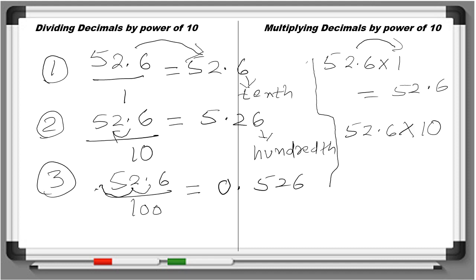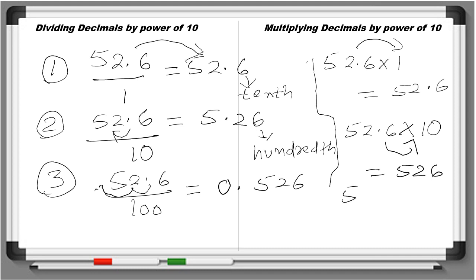When I divide by 10, the decimal moves from right to left. If I multiply, it moves from left to right. Here the case is different: when I multiply, the decimal point moves from left to right. So it becomes 526. The number became bigger when we multiply by 10. If we divide by 10, it becomes small. When we multiply, it becomes big.